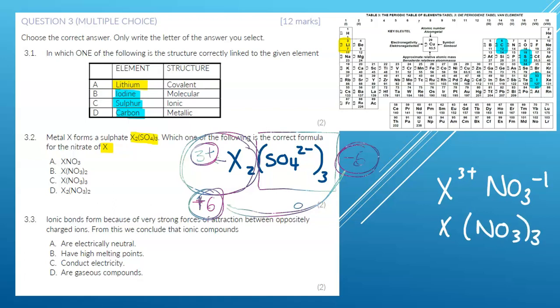Okay, so I didn't look at the answers. They are just going to confuse me. I figured them out myself. This one was quite involved. 3.3 tells us ionic bonds form because of very strong forces of attraction between oppositely charged ions.